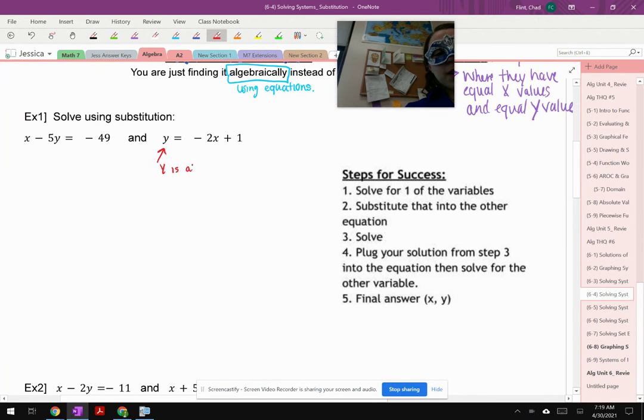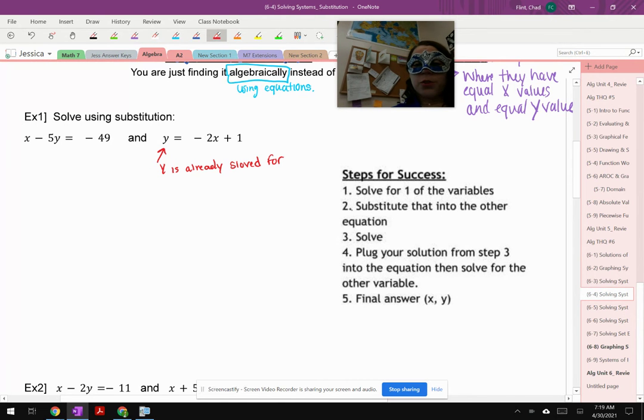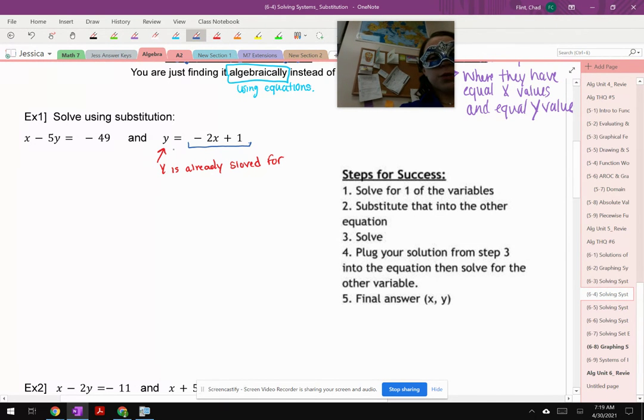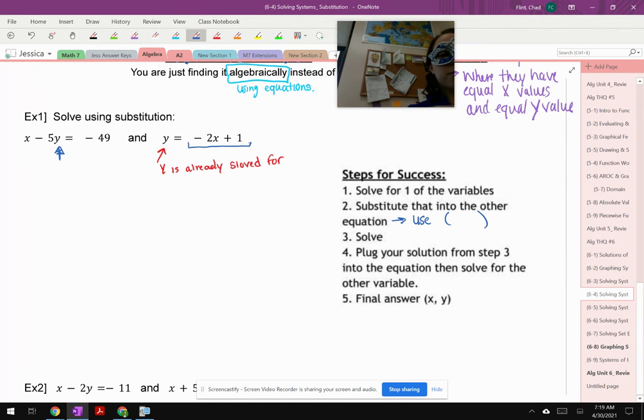Y is already solved for, so I'm going to use that for my step 1. Step 2 tells me to substitute that into the other equation. They're telling me that this piece is equal to y, so in for y, I'm going to put that piece. When you're doing that, make sure you use parentheses. Otherwise, you are going to make mistakes mathematically.